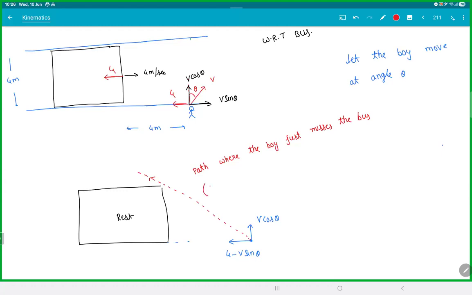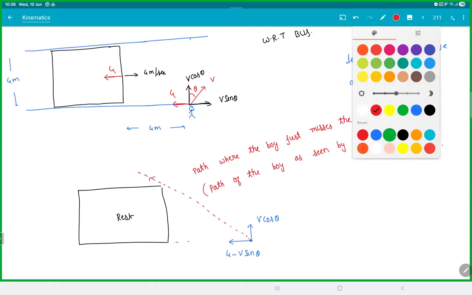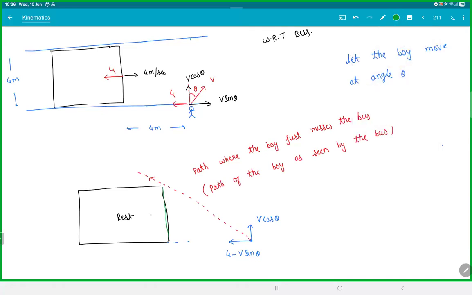So this red line is the path of the boy as seen by the bus. This is what the driver will think, and this path should just miss the bus. So then what is this height? 4 meter. What is this height? 4 meter. Then what is this angle? 45 degrees, because it is 45, 4 and 4.